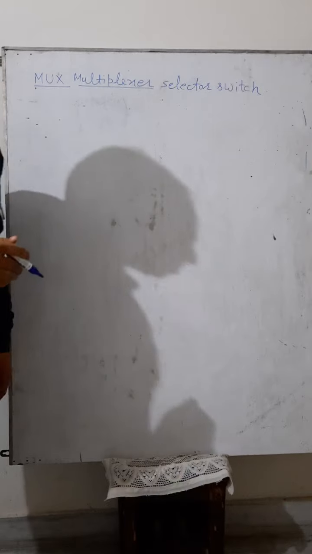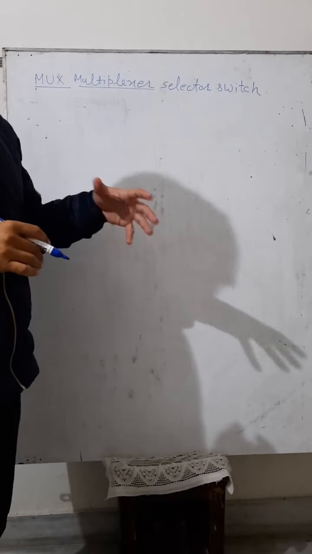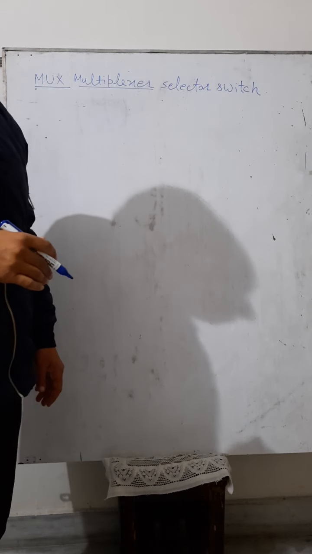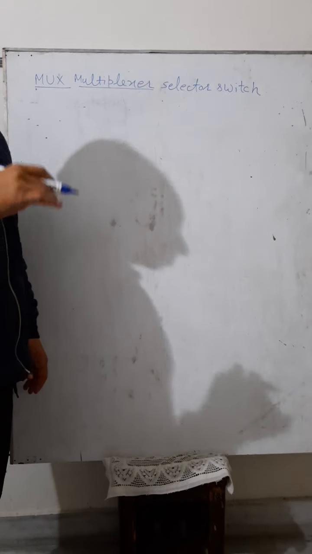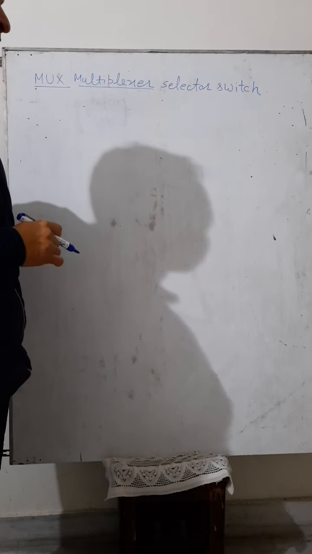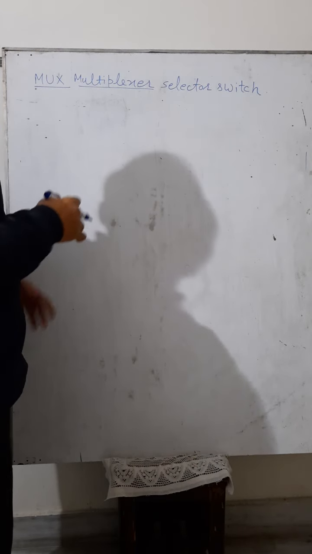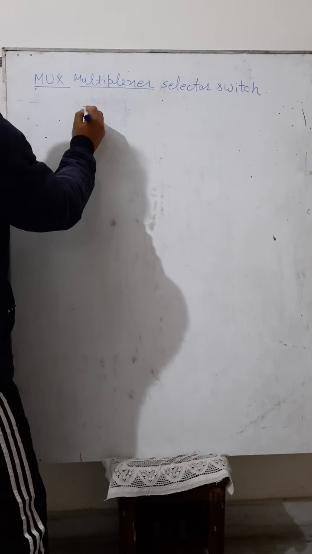It's mainly used in the transmitter station where there are many signals to go to a single receptor, but out of many signals only one signal will go to the only one receptor available. That will depend on the selector signals. Okay, so here is the block diagram of Mux.